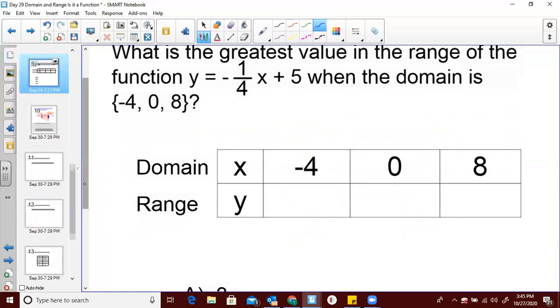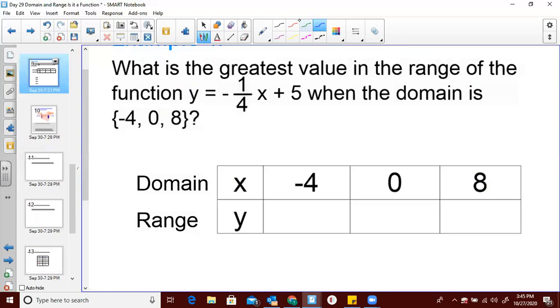All right, so first of all, we're going to go ahead and plug all of these in. Remember, these are our domain. So we're going to plug these in for our x, and what it'll give us is our y. And the question is, what is the greatest value in the range?